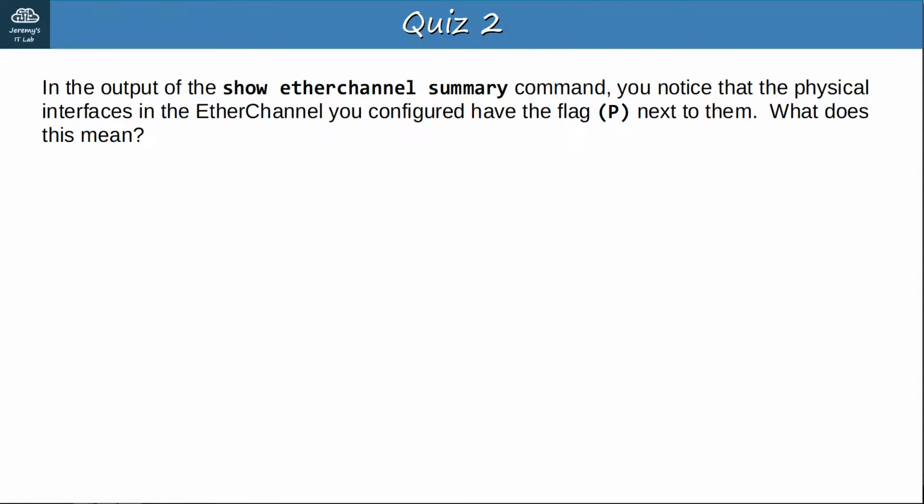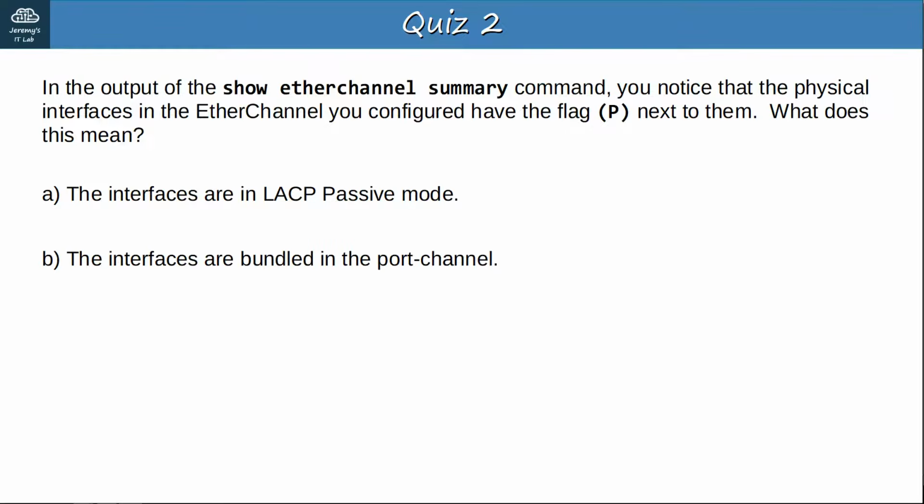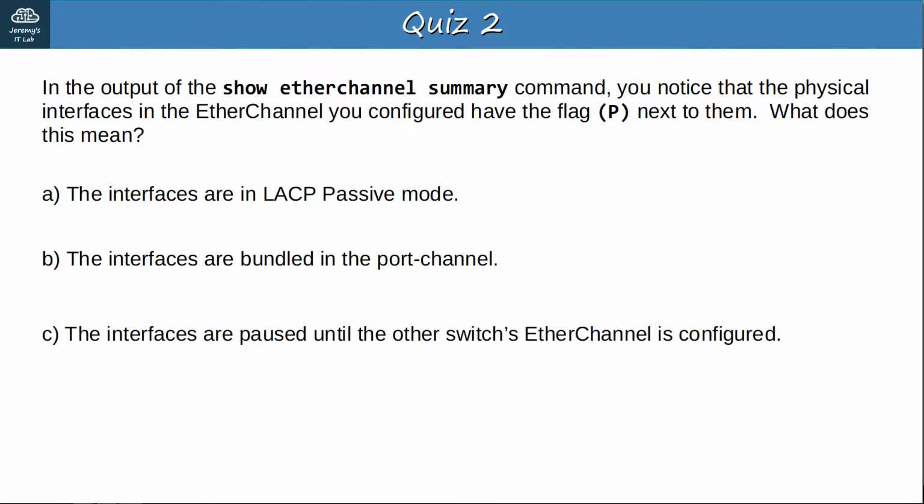In the output of the show etherchannel summary command, you notice that the physical interfaces in the EtherChannel you configured have the flag P next to them. What does this mean? A. The interfaces are in LACP passive mode. B. The interfaces are bundled in the port channel. C. The interfaces are paused until the other switch's EtherChannel is configured. Or D. The EtherChannel is a layer 2 EtherChannel. Pause the video to think about your answer.